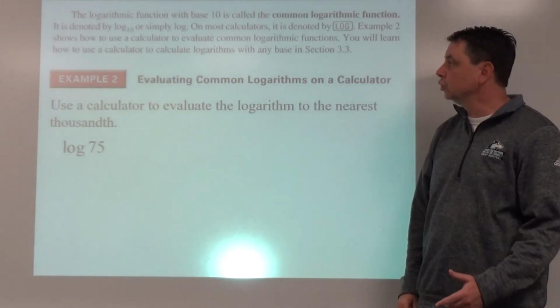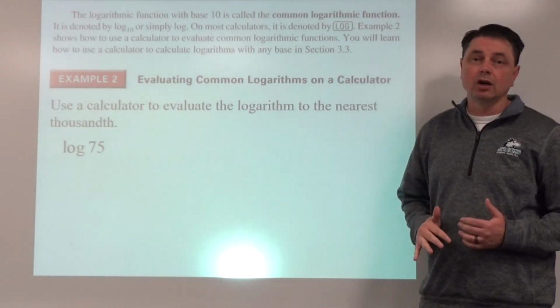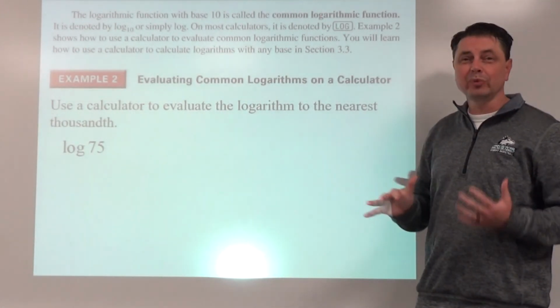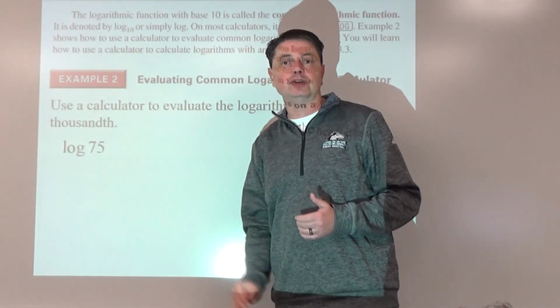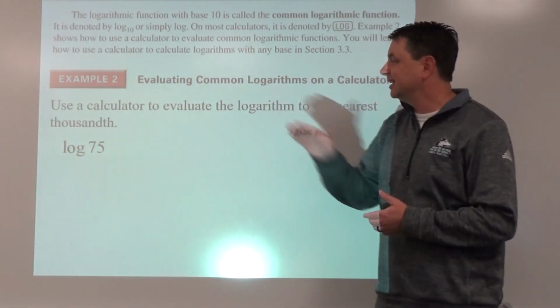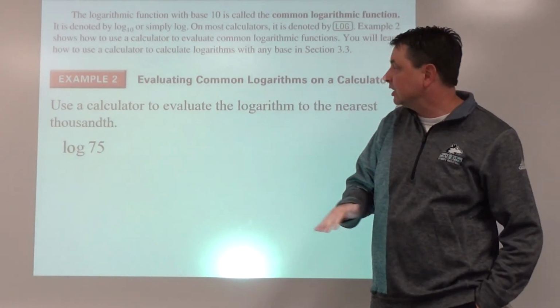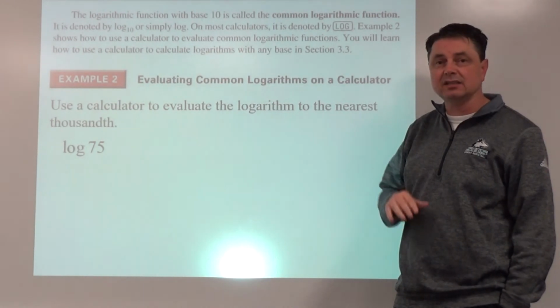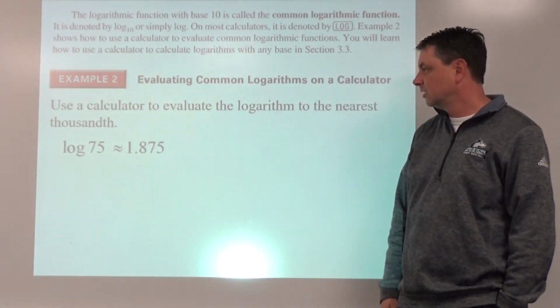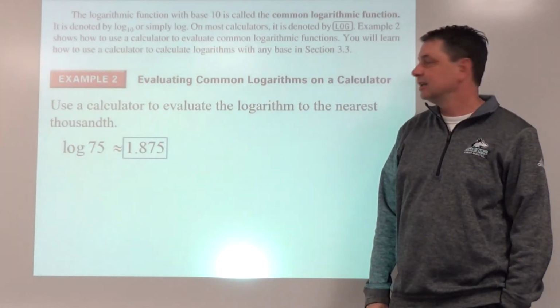Example number 2, evaluating common logs on a calculator, pretty easy. If it just says log 75, that's all you have to do. Press the log button, 75, equals. We're going to round to 3 decimal places, and you should get about 1.875.